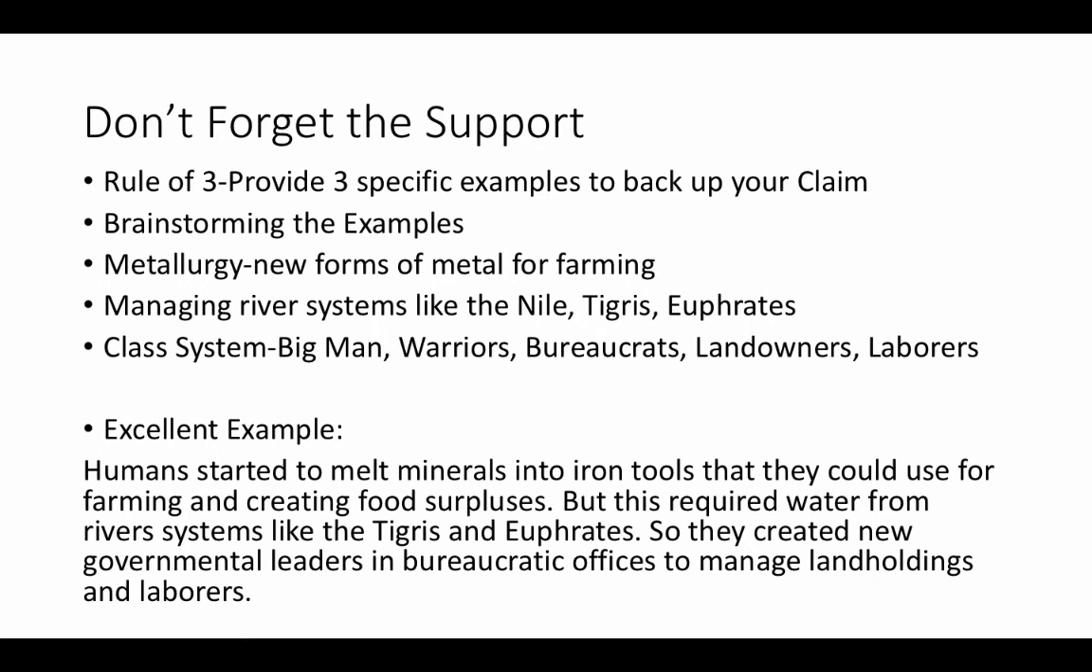Humans started to melt minerals into iron tools that they could use for farming and creating food surpluses. Okay, there's our manipulation of the environment. But this required water from river systems like the Tigris and Euphrates. So they created new governmental leaders and bureaucratic offices to manage land holdings and laborers. There's our social aspect. So notice here that I've got 3 examples here.